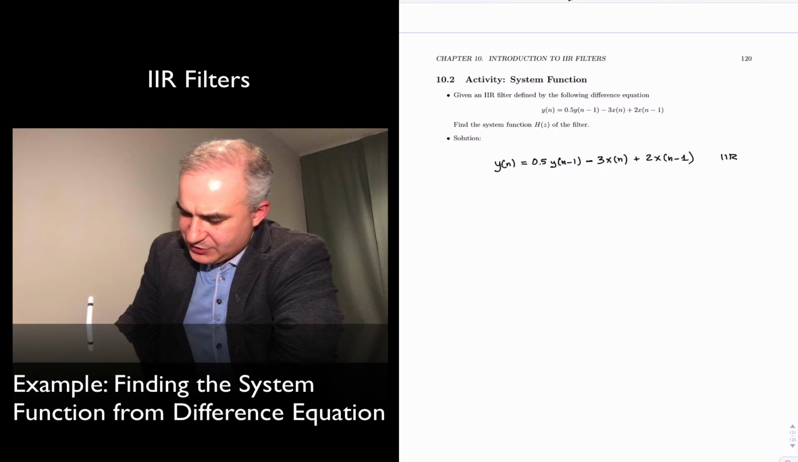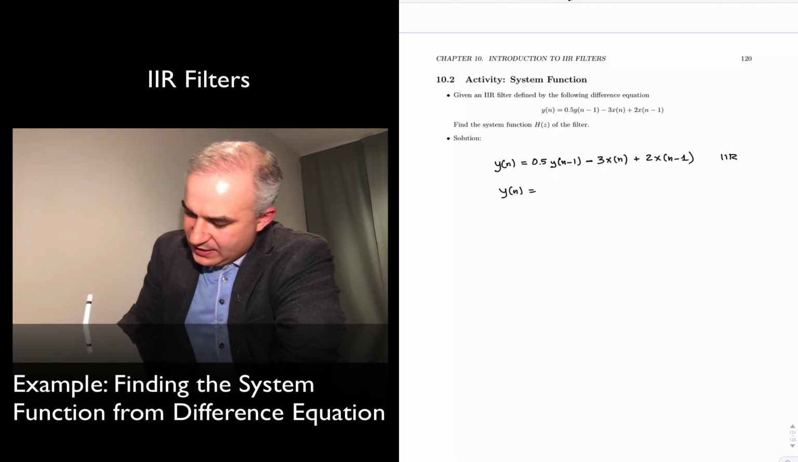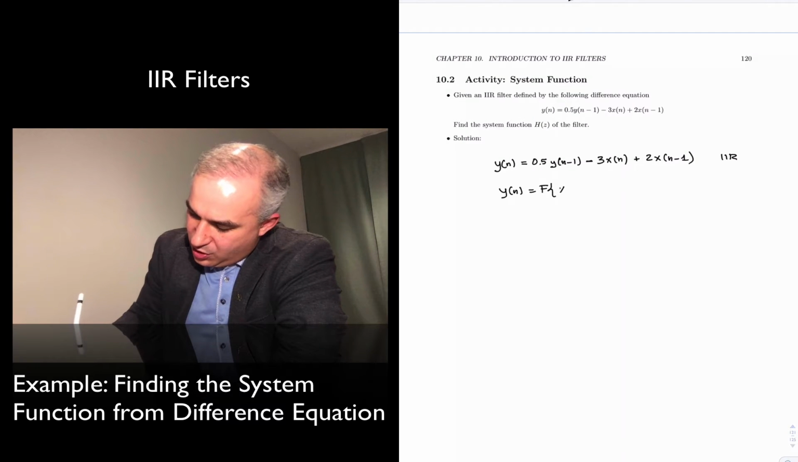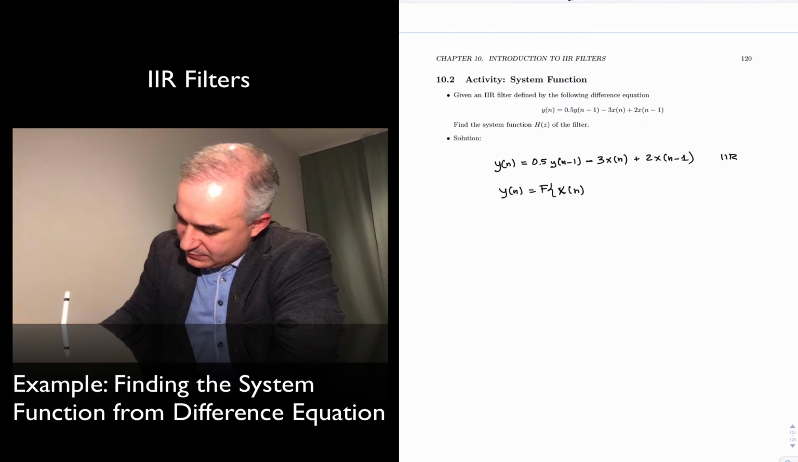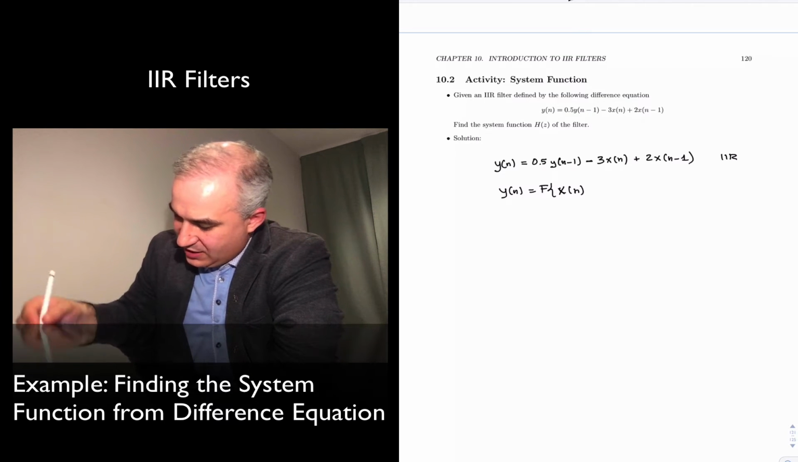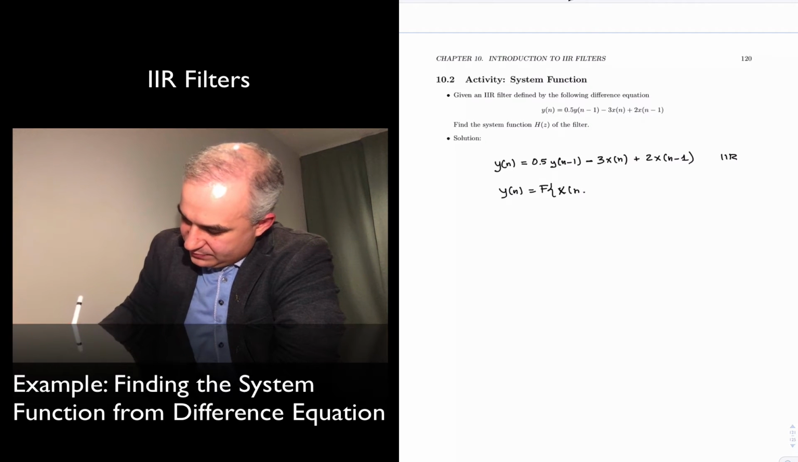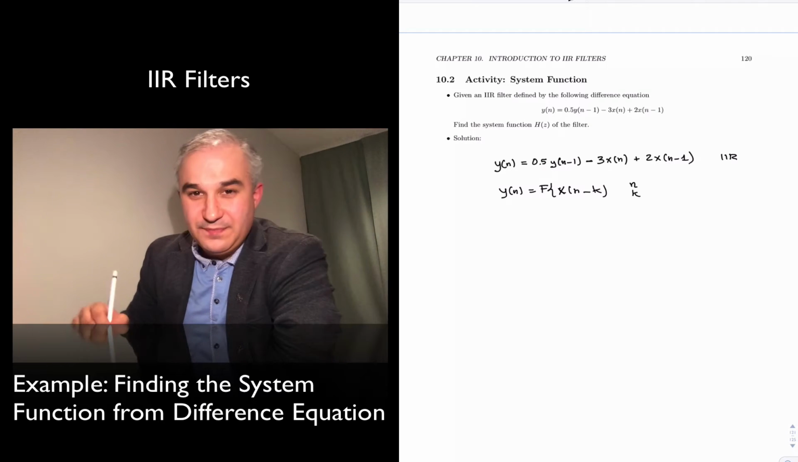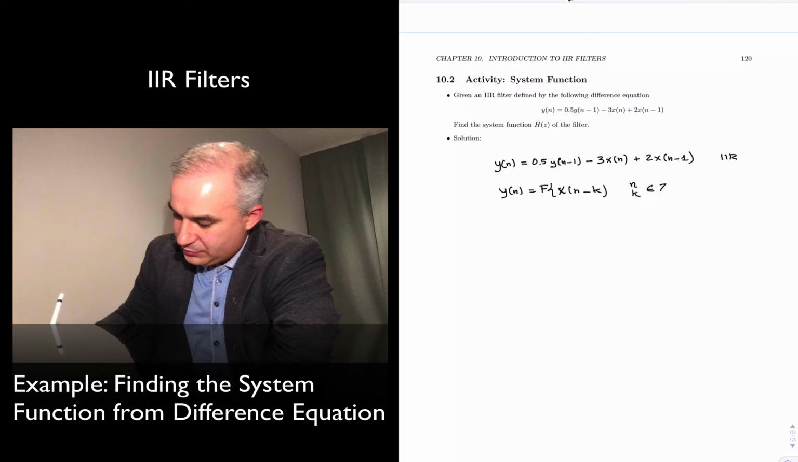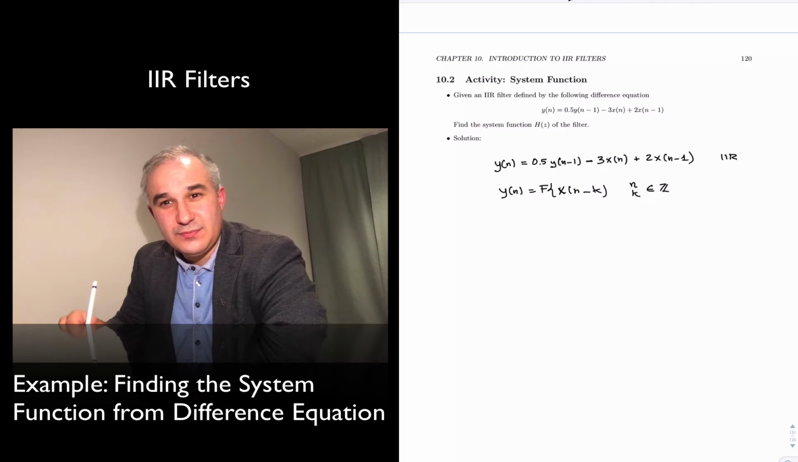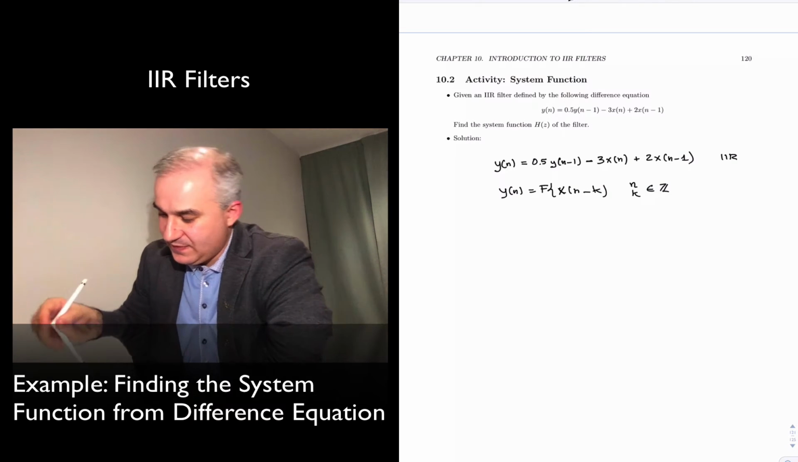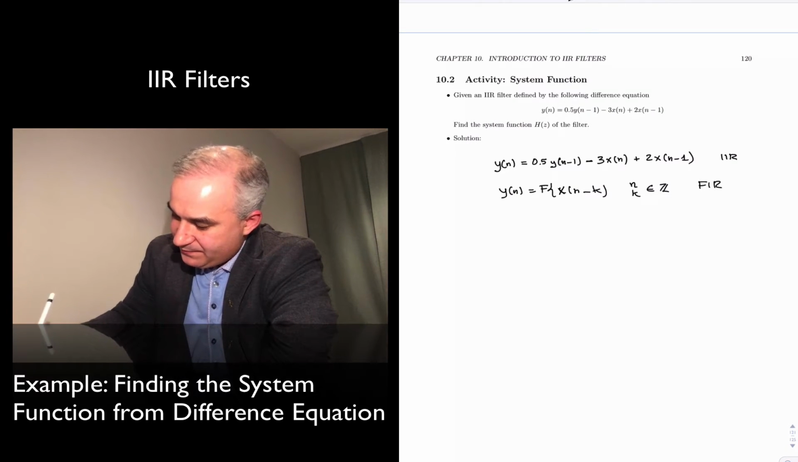Again, let me just mention this. If y of n is a function only of x of n, any x of n for any n, for any n and any k belonging to C, any function of them, this will be FIR.